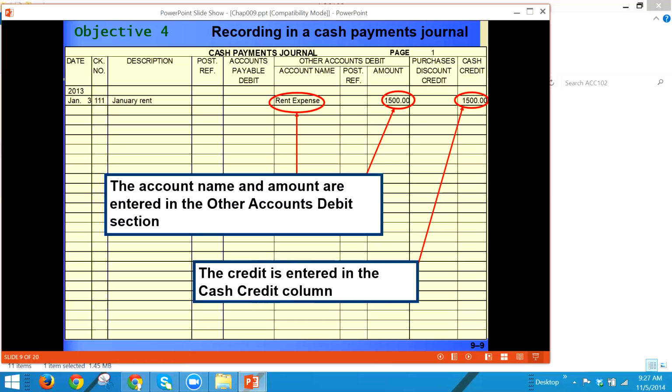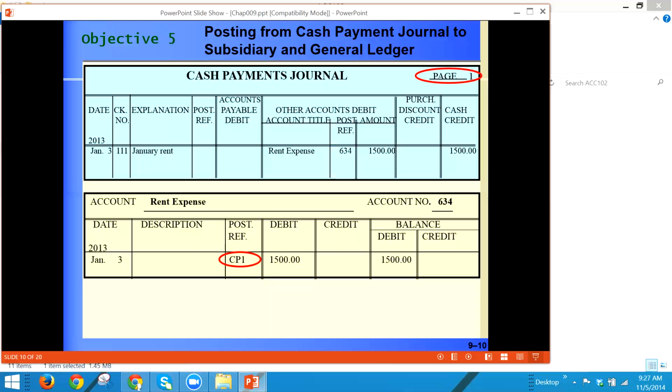So now to post this from the journal to the ledger, this is a cash payments journal that we just saw. And we're going to go to rent expense, the actual account in the general ledger. These are our T accounts in the general ledger. And we're going to do cash payments, CP, cash payments page 1, that's the posting reference.